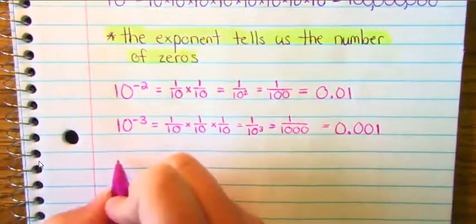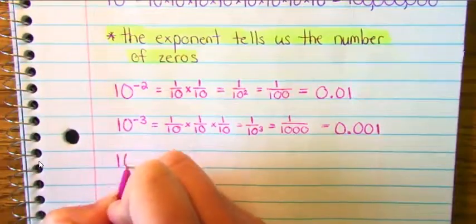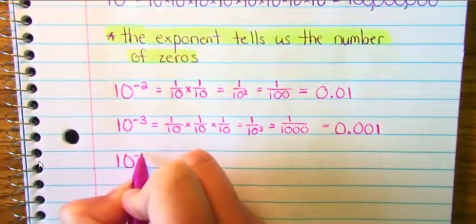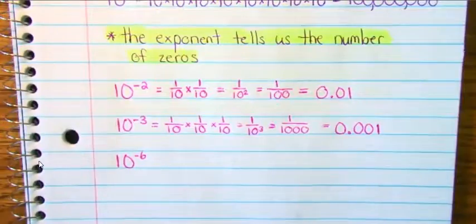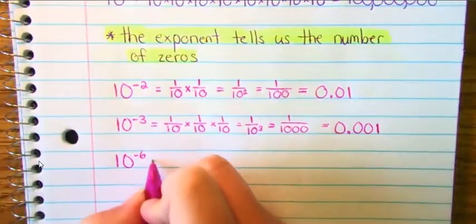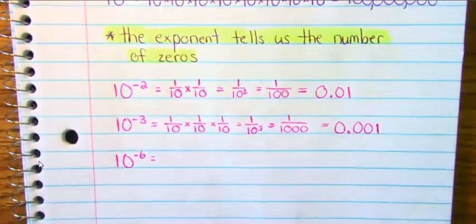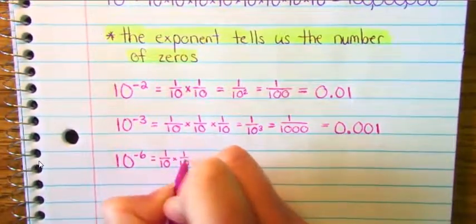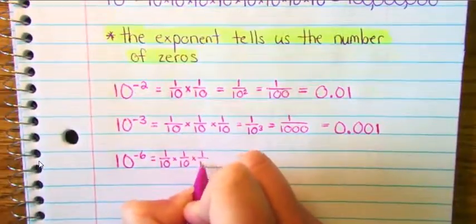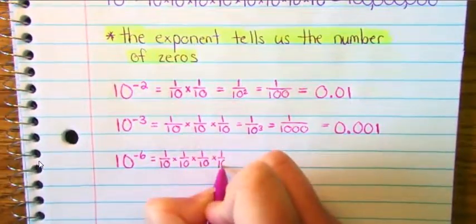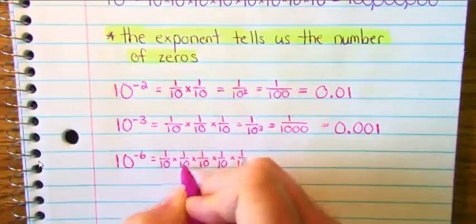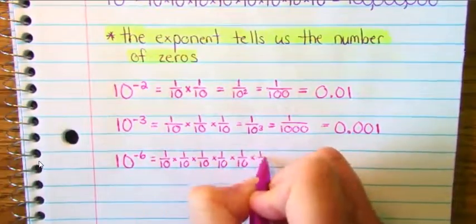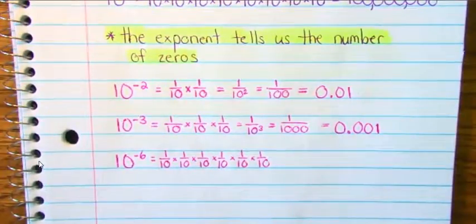So let's try another one. It might be a little bit longer, but that's okay. Let's do 10 to the negative 6th power. So that tells me how many tens am I going to need. I'm going to need 6 of them, but it's a negative, so it's going to be in fraction form. So 1/10 times 1/10 times 1/10. I need to do that 6 times. 1, 2, 3, 4, 5, 6. Notice I even had to count to myself.